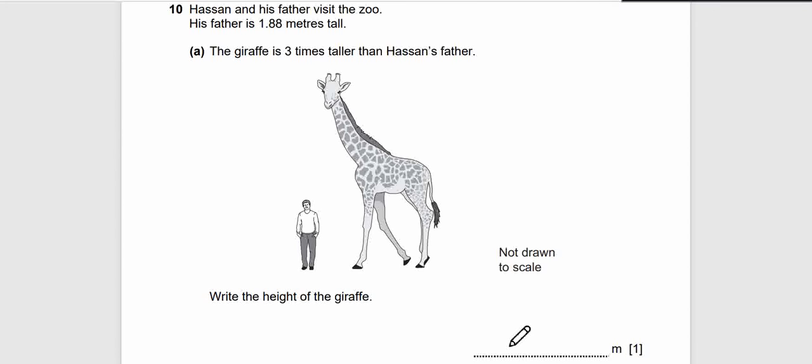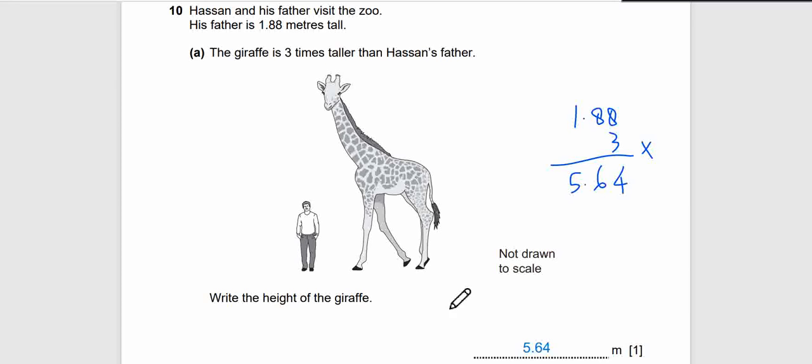Alright, let's check out the answer, guys. So it's 5.64. How do we get that? So Hassan's father is 1.88. Giraffe is 3 times, so we times by 3. Then we get 8 times 3 is 24. We keep 2 here. Then 3 times 8 is 24 plus 2, 26. We keep 2 here. 3 times 1 is 3 plus 2, 5. 5.64 is the answer. Next.